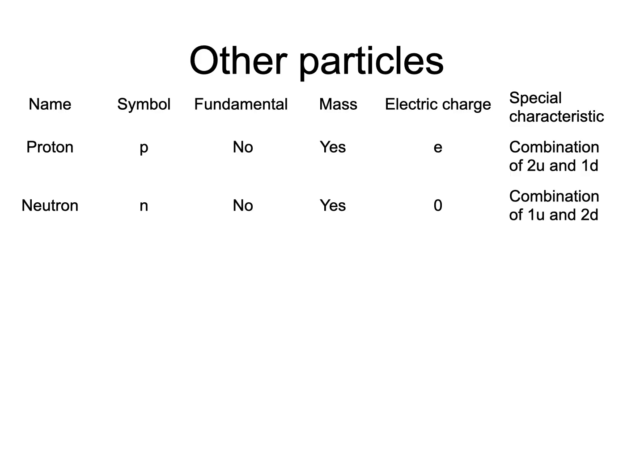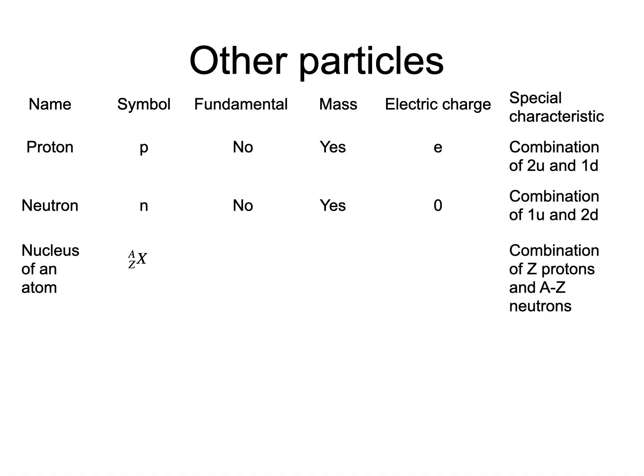Another important combination of particles is the nucleus of an atom. It combines in a very small volume Z protons and A minus Z neutrons using the strong interaction. Capital A is the total number of nucleons in the nucleus, which could either be a proton or a neutron. The symbol for a nucleus carries information that will be useful later on to check conservation of mass and charge in an interaction between particles.